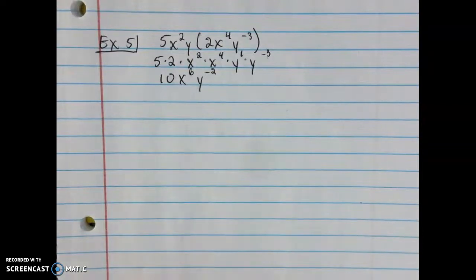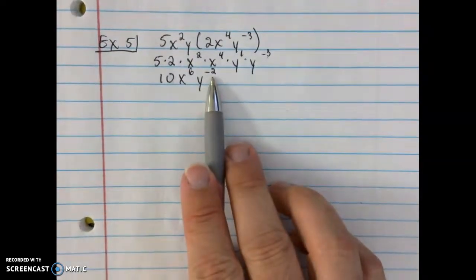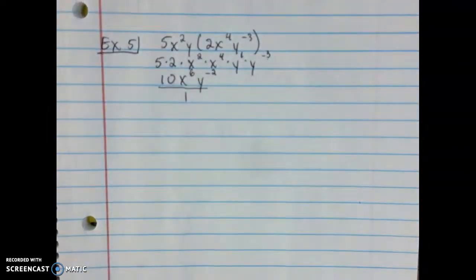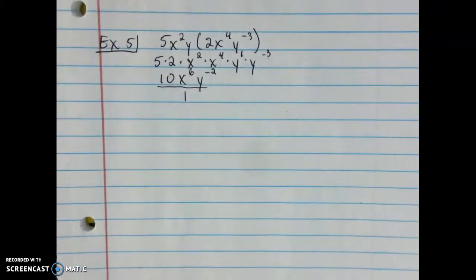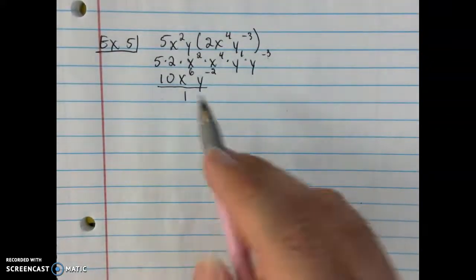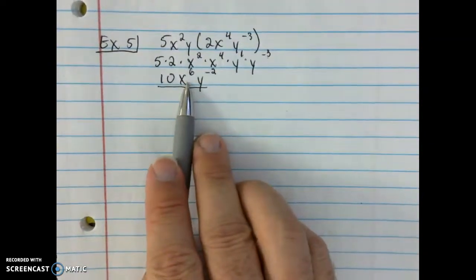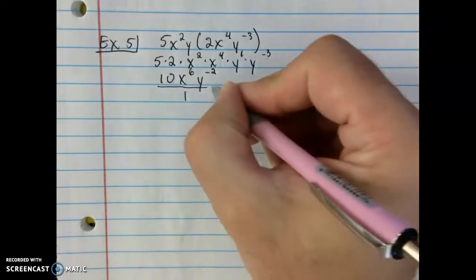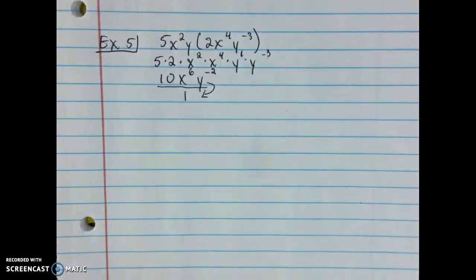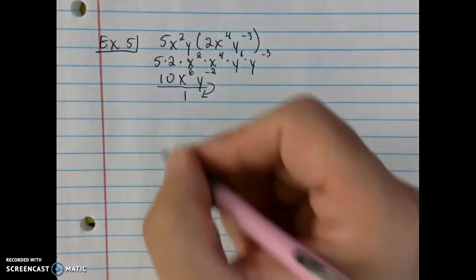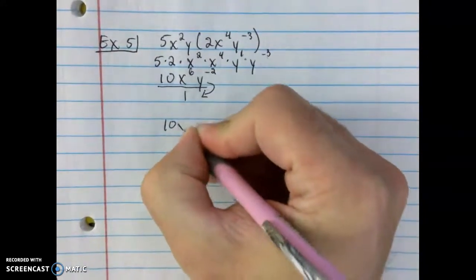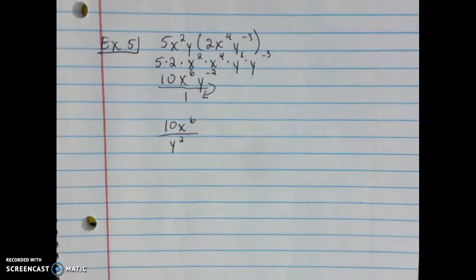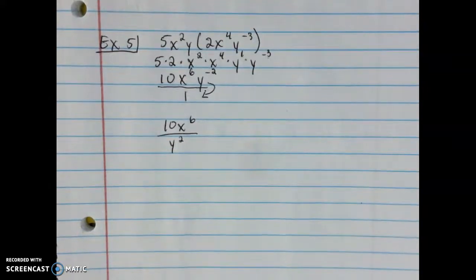Now, if you had to take this a step further and rewrite this using only positive exponents, we would again make this into a fraction. And the only part that gets moved to the other side of the fraction bar is the term with the negative exponent. So we're going to leave 10, and we're going to leave x to the 6th in the numerator, but the y to the negative second, that's going to get moved to our denominator to turn our exponent positive. So our final answer here then is going to be 10 x to the 6th over y squared. And that's it. There's nothing more we can do to simplify that.